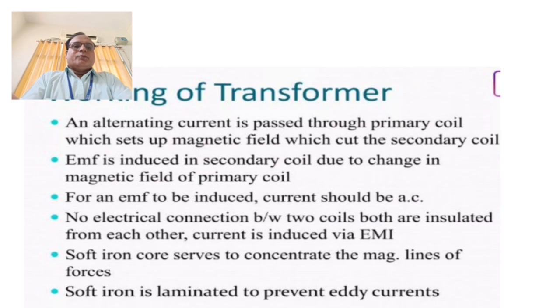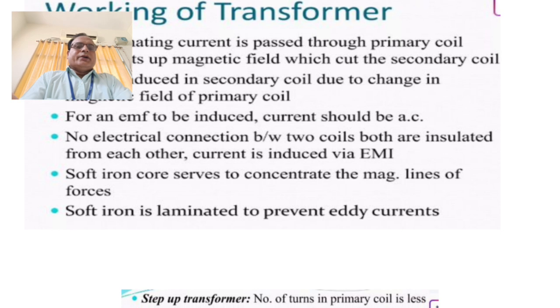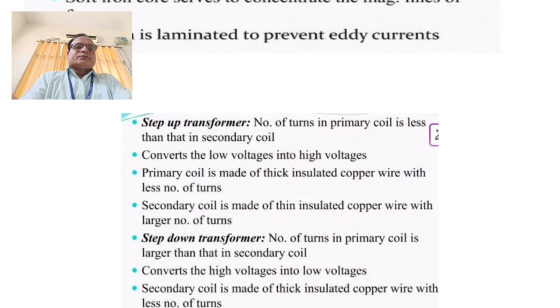This is the working of the transformer. An alternating current is passed through the primary winding, which sets up a magnetic field that cuts the secondary coil. EMF is induced in the secondary coil due to the change in the magnetic field of the primary coil. For an EMF to be induced, the current should be AC. There is no electrical connection between the two coils, as both are insulated from each other. The soft iron core serves to concentrate the magnetic lines of force. Soft iron is laminated to prevent eddy current loss.